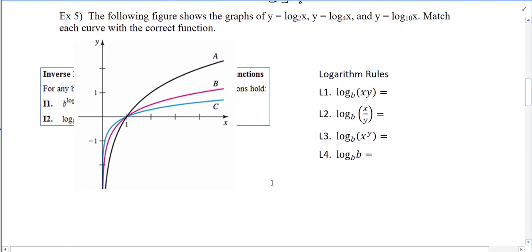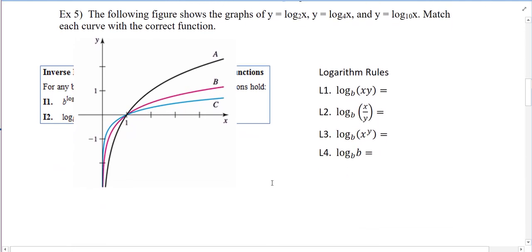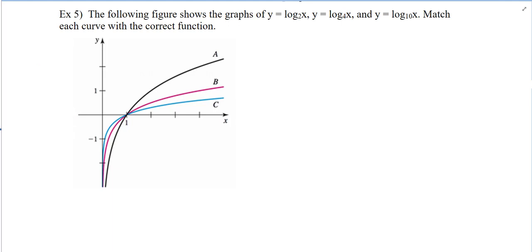We have the graphs of log base 2, log base 4, and log base 10, and we want to match the curve to the function. So here, I got rid of the stuff that was in the background for some reason. Let's look at this. Notice that all of them have an x-intercept of 1. So what is that point? This is the point x is 1, y is 0.